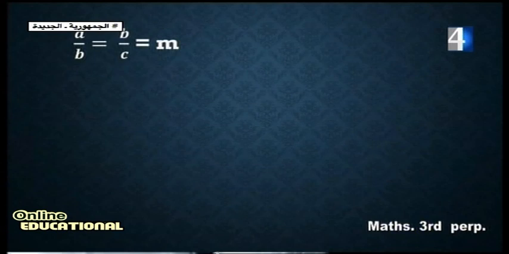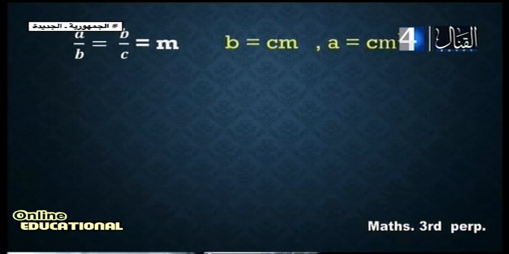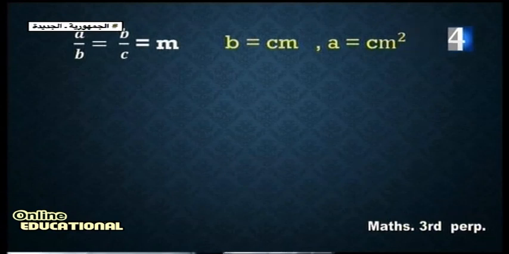Now in the continued proportion, we are going to start from the back to the front. How? We are going to find B first, so B equals CM. Then A equals BM, and instead of B it is CM, so CM times M gives CM power 2. Then B equals CM and A equals CM to the power of 2.